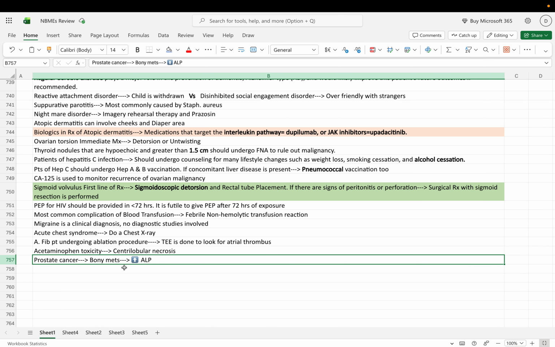Prostate cancer with bony mets leads to increased ALP. With this, we finish the NBME 16 review.